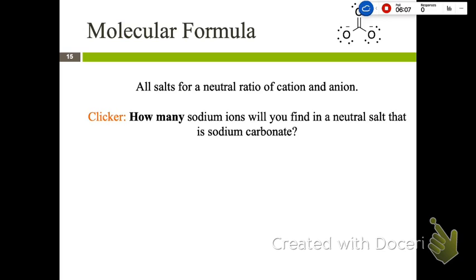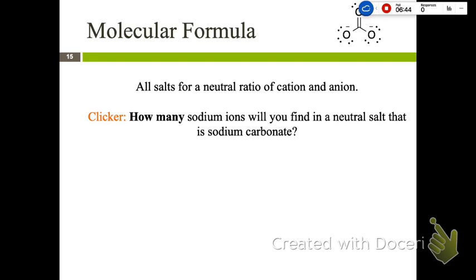I can't click this in because my clickers are frozen, so we'll do a finger vote in a second. Write down what you're thinking. This is question number 10. All right, hold up your fingers for how many sodium ions we would have around carbonate. How many would we have? I have a mix of 1 and 2.